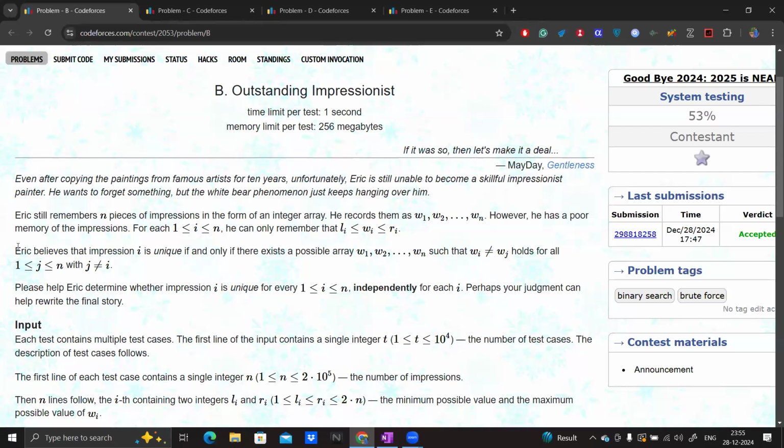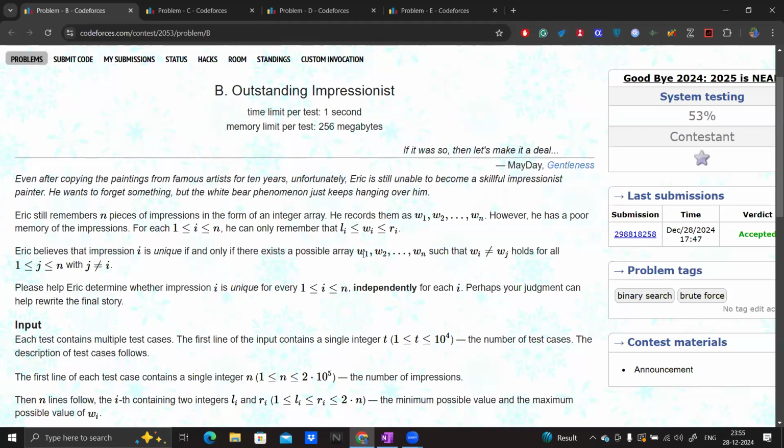Okay. Eric believes that the impression i is unique if and only if there exists a possible array such that Wi is not equal to Wj for all j. Basically, in a certain array, element i is unique if and only if there is no other element with the same value as i.